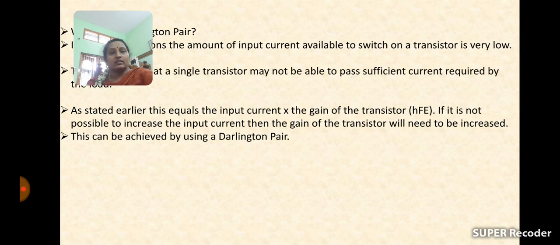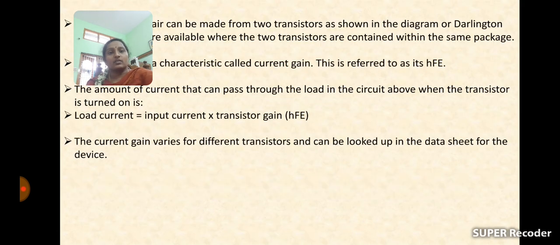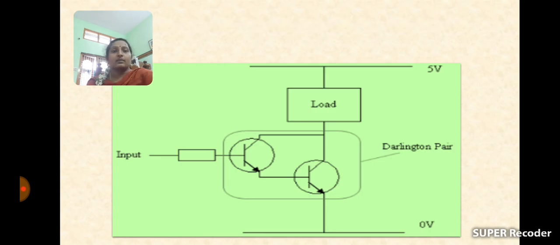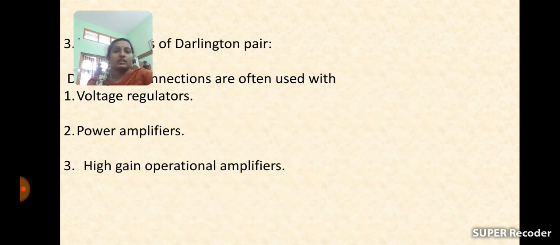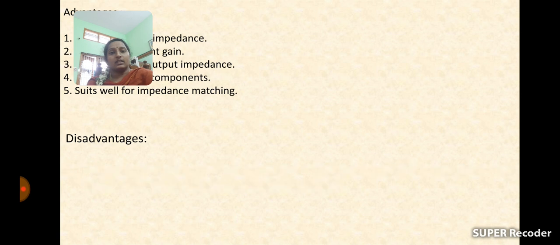And what is the need? To increase the gain, we are working with the Darlington pair. So simply, Darlington pair means what? RC coupled common emitter amplifiers connected together. That is called what? Darlington pair.